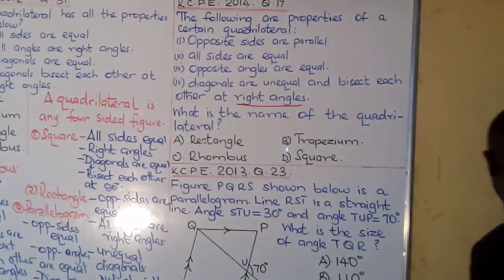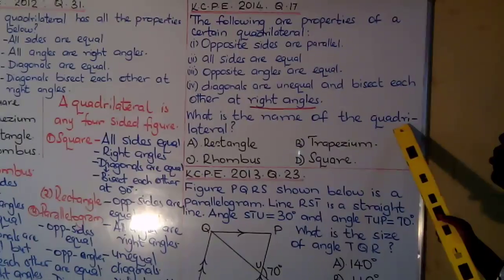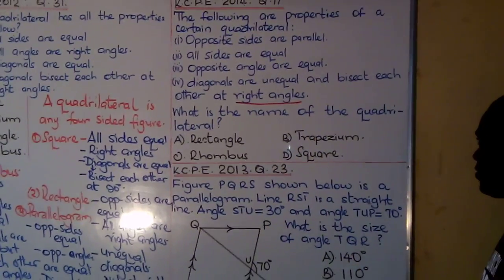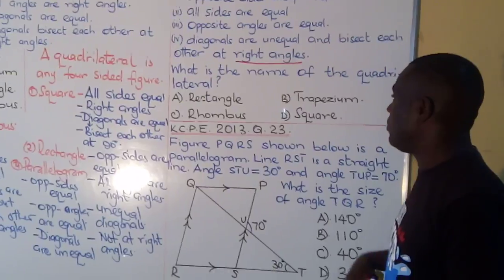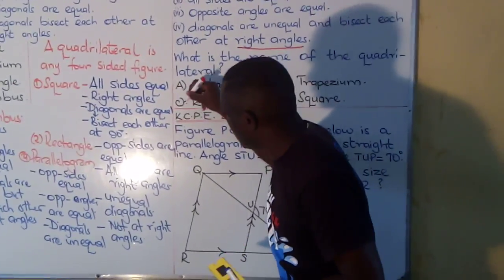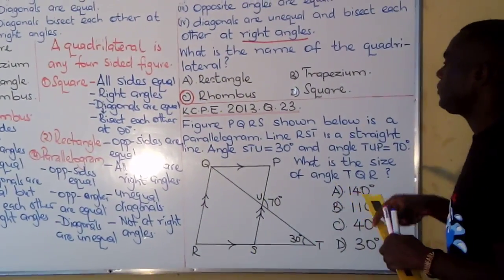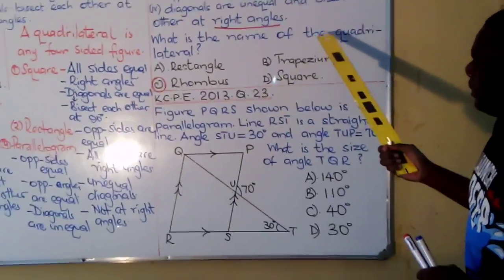Then they're asking us, what is the name of the quadrilateral? Again, we are supposed to name the quadrilateral. Boys and girls, it's so clear from this knowledge, we can get the quadrilateral, and that is a rhombus. That is a rhombus. Hope you've understood that.